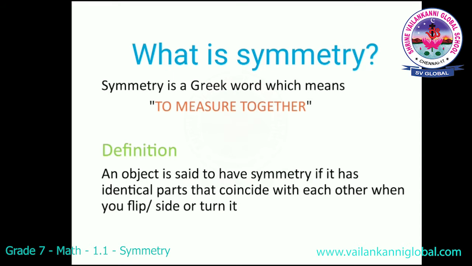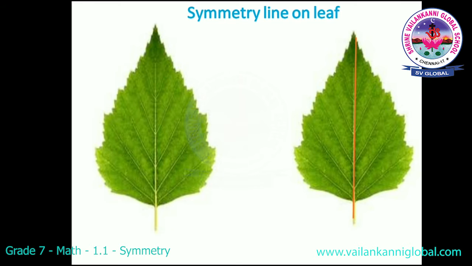Symmetry is a Greek word which means to measure together. Definition: an object is said to have symmetry if it has identical parts that coincide with each other when you flip, slide or turn it. Then, what is a symmetrical line? That is a line of symmetry.